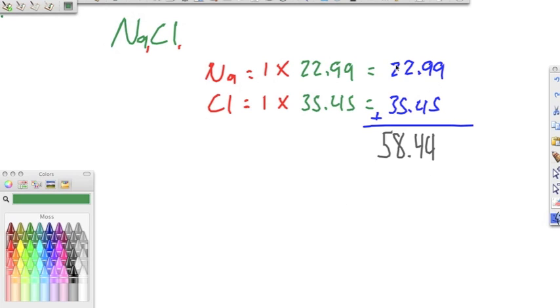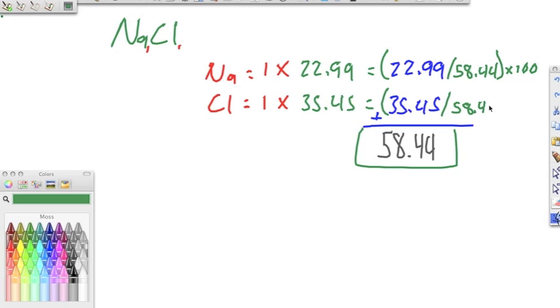Now what we're going to do is find the percent composition. Percent composition is always the part, so the parts are up here, divided by the whole, which is right down here, 58.44, and multiplied by 100. So we take our sodium and divide it by 58.44 and multiply it by 100. Then we take our chlorine, divide it by 58.44, and multiply it by 100. We should get a percentage for sodium of 39.34, and for chlorine, we get a percentage of 60.66.